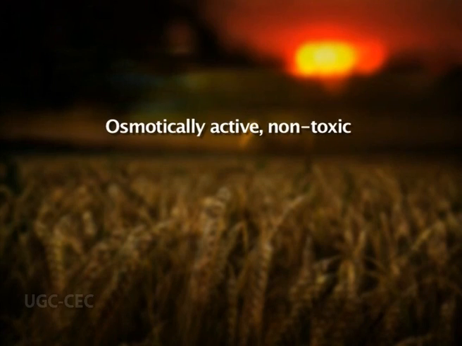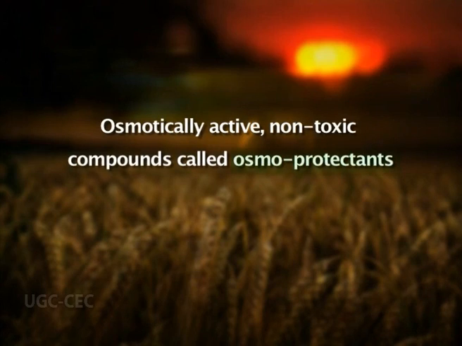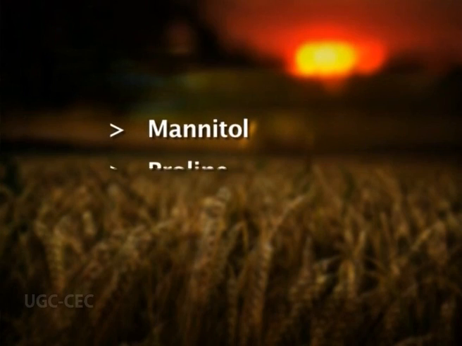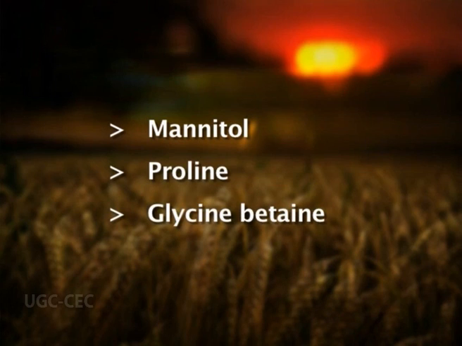Resistance against abiotic stresses like drought, salinity, and cold, which all lead to dehydration problems in plants, is achieved in plants by the accumulation of osmotically active, low molecular weight, non-toxic compounds collectively called osmoprotectants. These compounds help in water uptake and water retention and also protect macromolecules from damage caused by these stresses. Some important osmoprotectants include mannitol, proline, glycine betaine, etc.